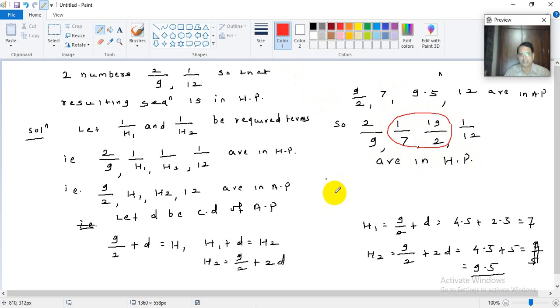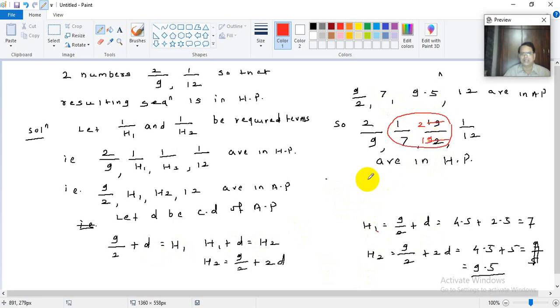Am I making any mistake here? Yeah, I am making a mistake. Sorry. See, what is given to you is H1 and H2 you inserted. They are harmonic progression. आपणाला ह्याचा रेसिप्रोकल घ्यायचा आहे. सो नॉट 1/7. 7च्या बाबतीत आपण बरोबर लिहिलं, हे 9/2 म्हणजेच 19/2 आहे. सो दॅट शुड बी रेसिप्रोकल ऑफ. सो हिअर इट इज 2 and here it is 19.